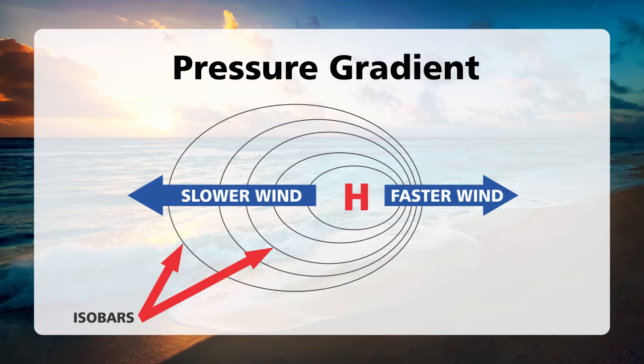The closer these lines are spaced together, the steeper the pressure gradient is. In other words, the faster the wind will blow. The more space there is between these isobars, the less steep or the more gradual the gradient is. In other words, the wind will blow much slower in this case.